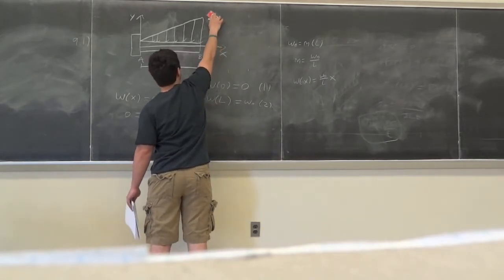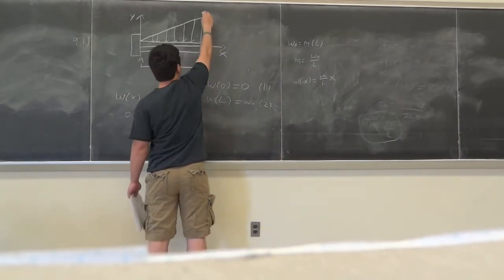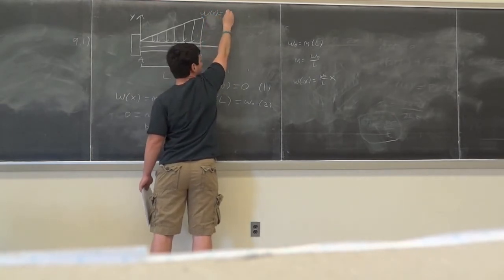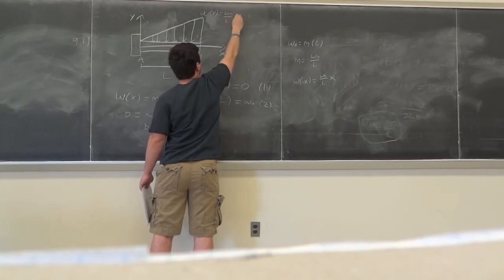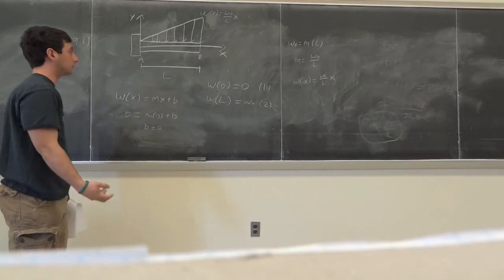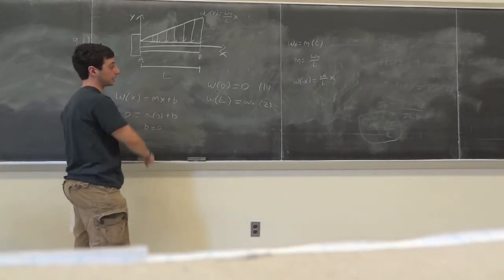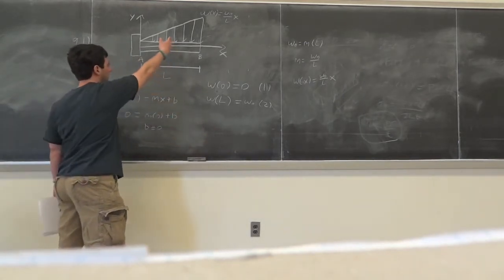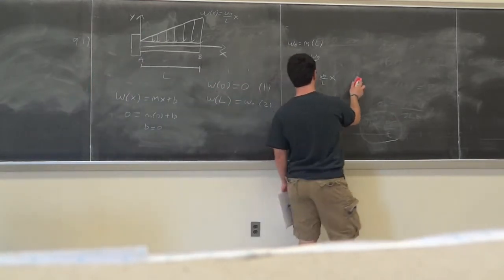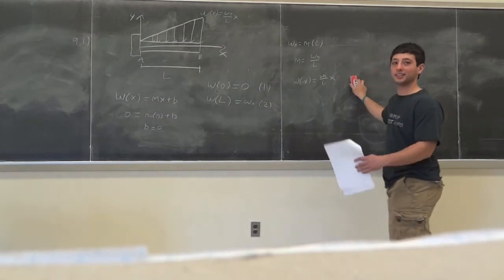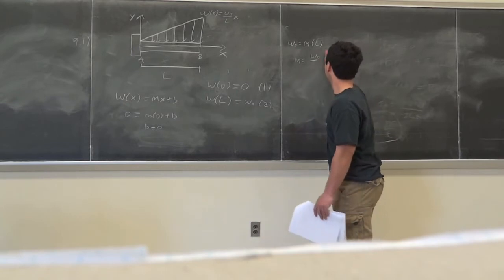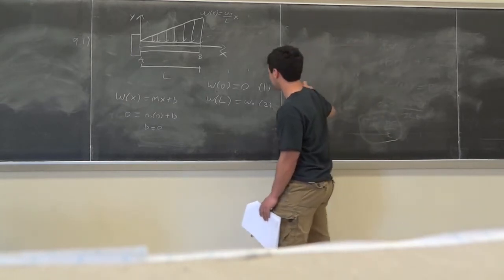We're going to go ahead and erase this, and we have W of x is equal to W naught over L times x. That's the first part of the problem. Now we can solve for the reactions, and then we could cut the beam at a distance x and solve for the elastic curve and all that good stuff. Any questions on this? This is just algebra, math 101.